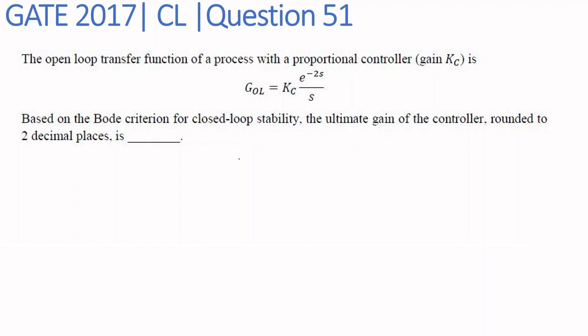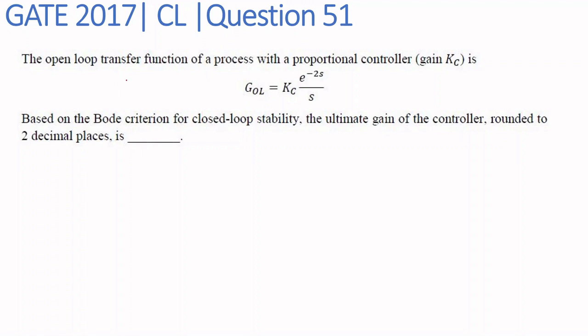dash. So for the given open loop transfer function, we have to find the ultimate gain of controller using this Bode criterion for closed loop stability. So let's just write the open loop transfer function. Open loop transfer function we have been given as GOL is equal to Kc into e raised to minus of 2s upon s, and we have been asked to find the ultimate gain, that is Ku, using Bode stability criterion.